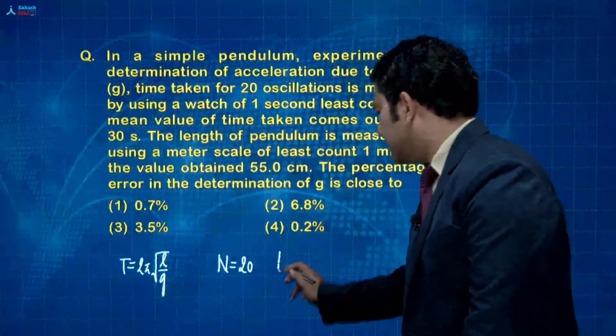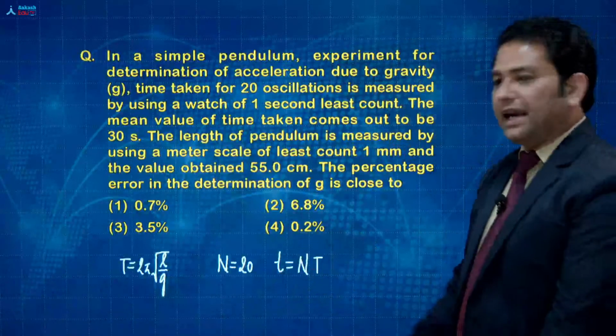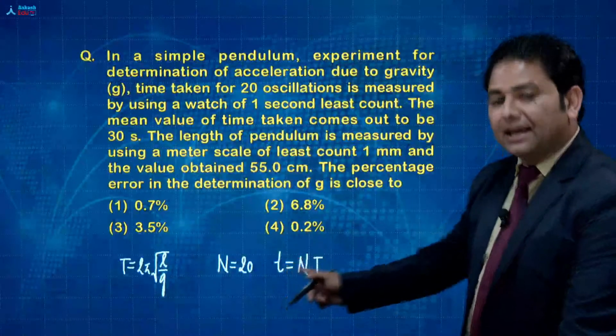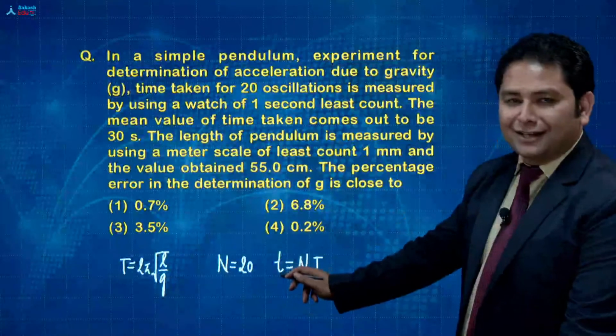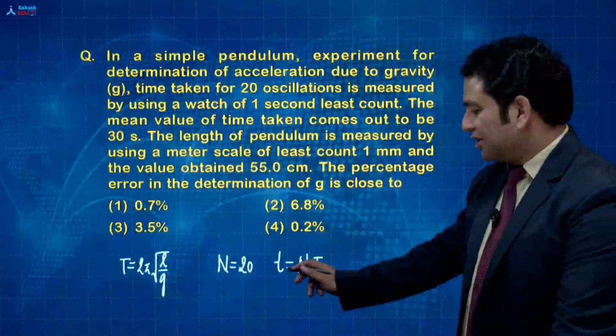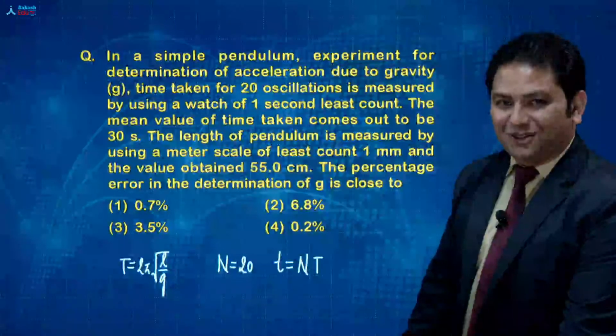Okay, now let me just give you the relationship. t equals to N capital T. N is the number of oscillations, small t is the time, capital T is the time period. अच्छा ये मत कहना कि ये small case है तो इसके value कम होगी. That's a very childish way of understanding. Of course, small t will have a larger value, isn't it? Because this is for more number of oscillations.